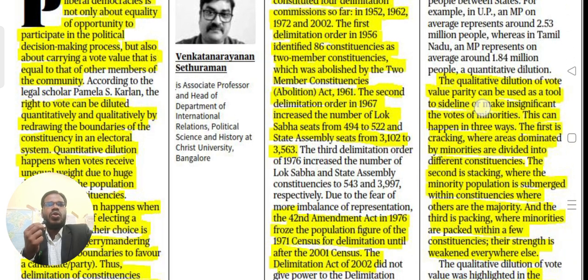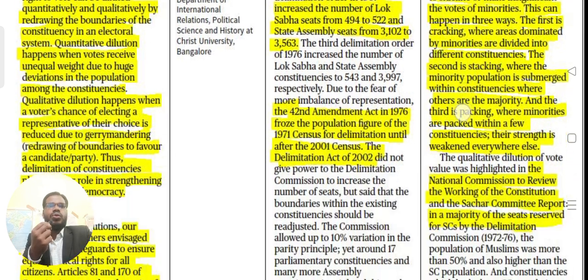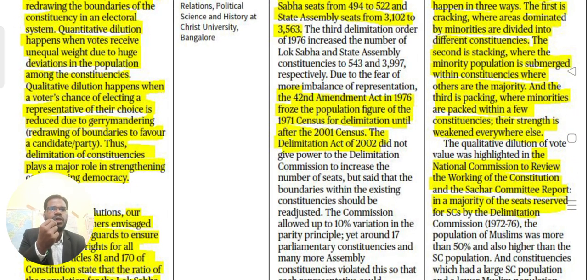The second delimitation order in 1967 increased the number of Lok Sabha seats from 494 to 522 and state assembly seats from 3002 to 3563. The third delimitation order of 1976 increased the number of Lok Sabha and state assembly constituencies to 543 and 3997 respectively. Due to the fear of more imbalance of representation, the 42nd Amendment Act in 1976 froze the population figures of the 1971 census for delimitation until after the 2001 census.